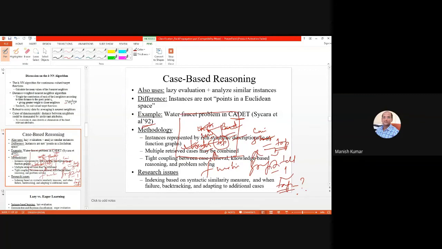So those were the research issues. In this case, you can do some indexing based on syntactic similarity measures. There is also backtracking, and adapting additional cases is always welcome.